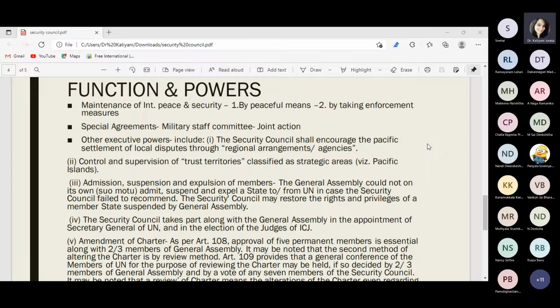Then another major important function is special agreements. Then there is a military staff committee, and then there are joint actions. So the first power as well as function of the Security Council is under Article 42 of the Charter. The Security Council has undertaken that in accordance with such special agreements, which are made to contribute to international peace and security, to make such agreements amongst nation states to regulate, or you can say provide in accordance, that they will not be misusing their armed forces.